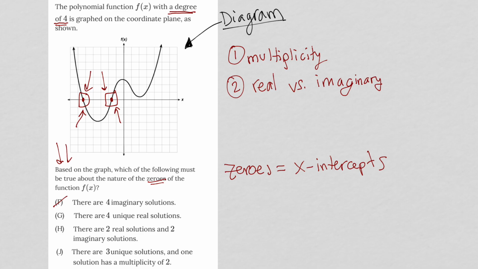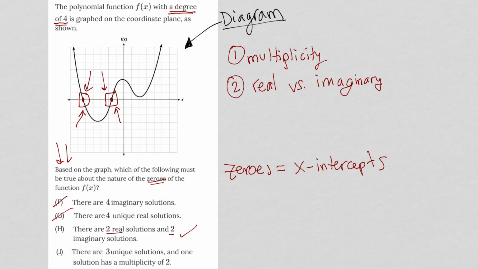Choice G. There are 4 unique real solutions. Absolutely not. If there were, we would see 4 x-intercepts, not just 2 x-intercepts. Choice H. There are 2 real solutions and 2 imaginary. That works really well, right? We have the 2 real ones that we see and the 2 imaginary ones that we cannot see.